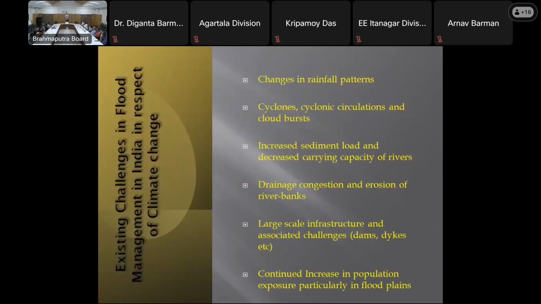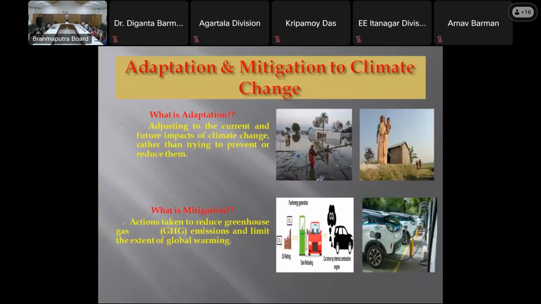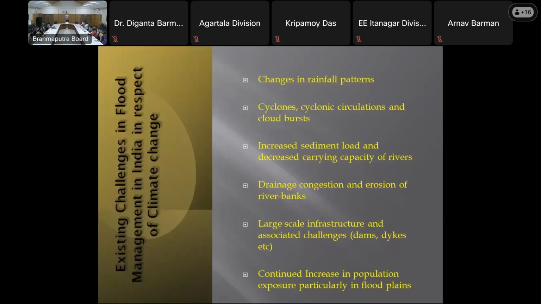Next, existing challenges in flood management in India with respect to climate change: changes in rainfall patterns, cyclones, and so on, and continued increase in population exposure, particularly in floodplains. Changes in rainfall patterns can be predicted by trend analysis of rainfall. It has some formula, after which we can predict or observe this. But at this time, it is not possible.